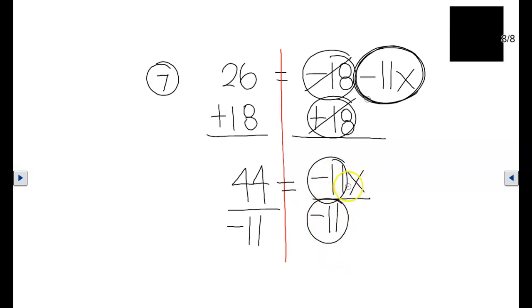Let me back up and try this again. Multiplying by negative 11, dividing by negative 11 cancels each other out. So x is alone over here. My answer is on this side this time. 44 divided by negative 11 is negative 4. So I end up with negative 4 equal to x, where x is equal to a negative 4.